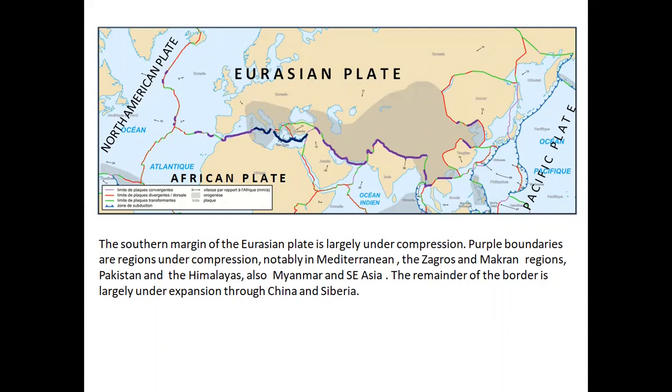I comment here, the southern margin of the Eurasian Plate is largely under compression. Purple boundaries are regions under compression, notably the Mediterranean, Zagros and Makran regions, that's Balochistan, Western Pakistan, and the Himalayas, also Myanmar, Burma and East Asia. The remainder of the border is largely under expansion through China and Siberia.